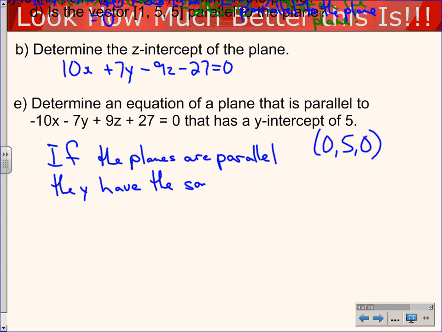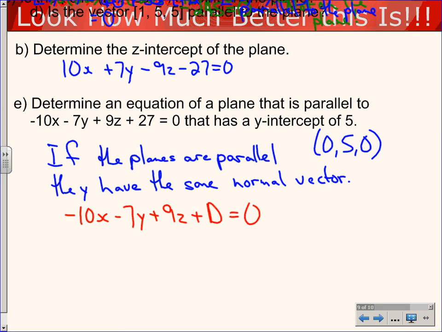This new equation now doesn't have to have that old point, whatever it was. It now has to have (0, 5, 0) as a point. So I just sub that in instead and solve for our new d value. Which actually turns out really nicely because I'm subbing in so many zeros, right? D is just 35. So the parallel plane is -10x - 7y + 9z + 35 = 0.